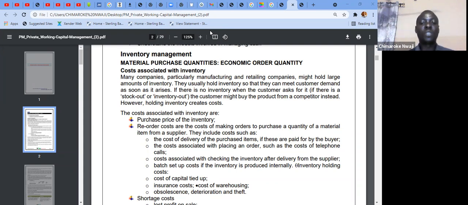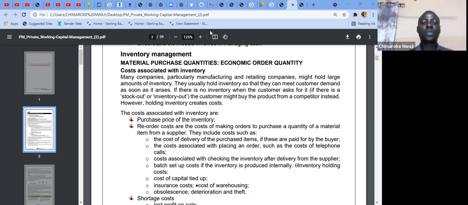So it means that if you have to bring the goods here, they may need to offload them. Of course, the loading and offloading is part of the cost. Then there is something called sorting, and quality control checks. They check it, and the cost involved there is also associated with it. Then there is the batch setup cost if the inventory is produced internally.